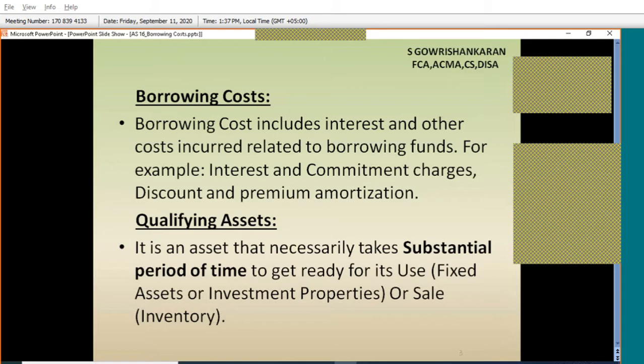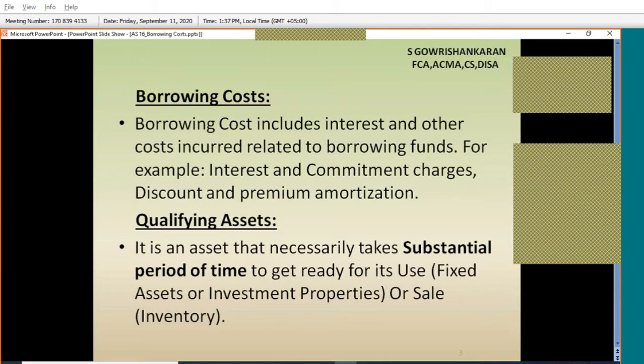What about inventory? Somebody is having inventory. Whether the inventory can come under the qualifying assets. What is inventory generally? Inventory we will use for our production: raw material, finished goods. All these things are part of inventory. Whether this can be classified under qualifying assets, I am asking you.